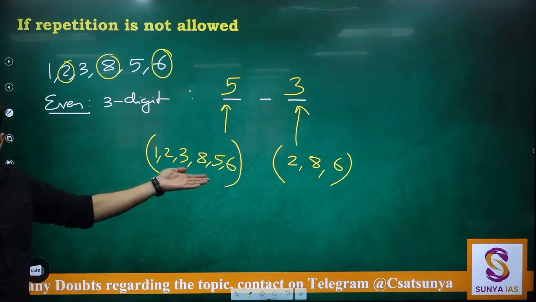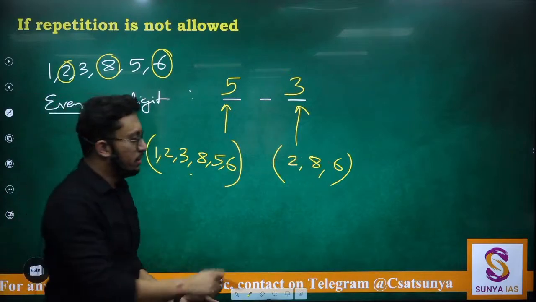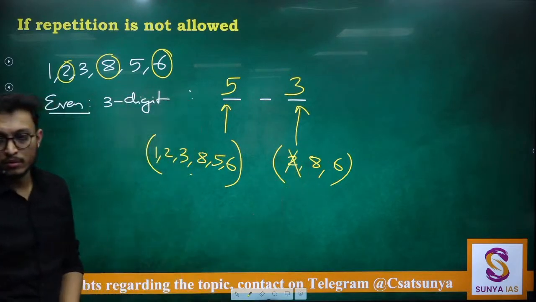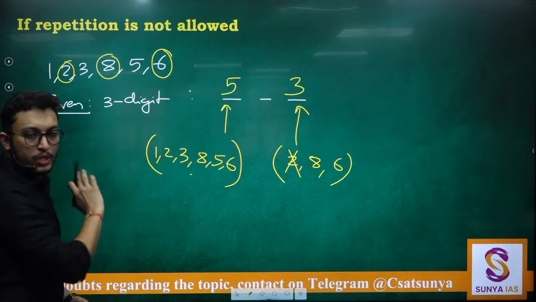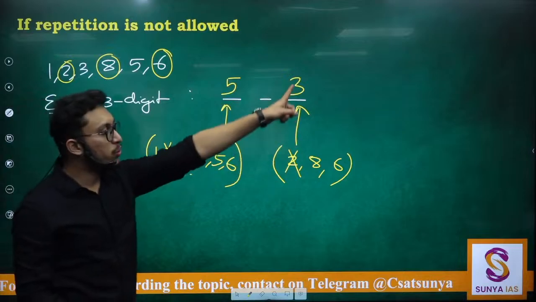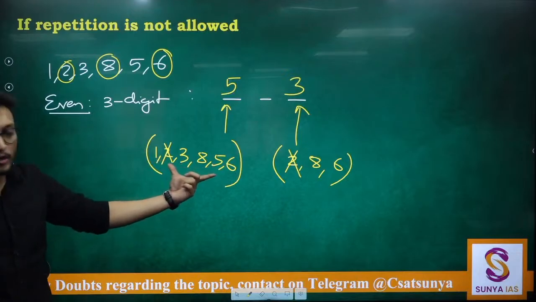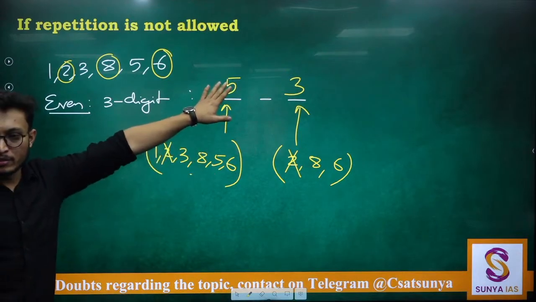Total these many options you have. You filled one of these 3. Let's say you filled a 2 here. That means you are not left with 2. If you filled a 2 here, you are not left with 2 because you cannot repeat. ये ध्यान रखना है ना, no repetition है. Now you have only 5 options for this particular place.